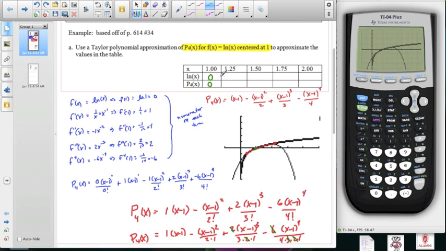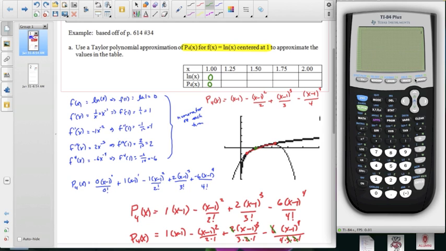And so now if we would take the natural log of 1.25 and calculate that, and then put 1.25 in for x in each of these terms to calculate an approximation, to do that we can just look at the tables here. So we're going to go ahead and reset the table. We'll have it start at 1 and we'll have it increment by 0.25.